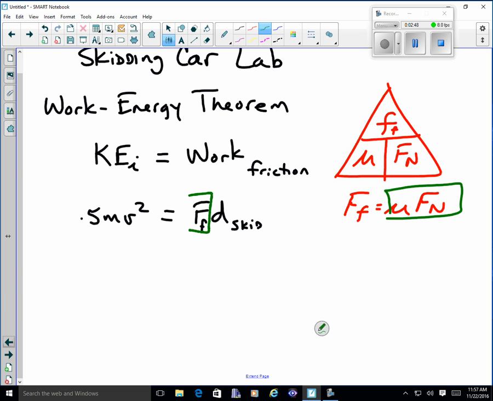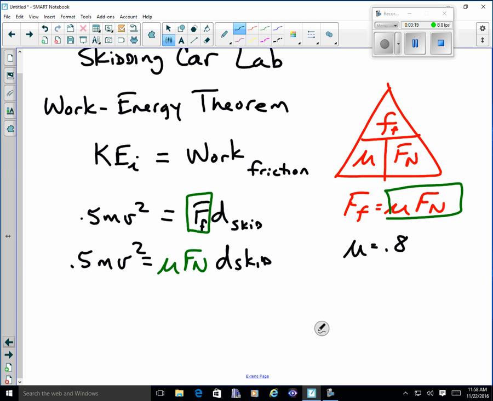So we're going to write down everything again. 1/2 mv squared equals, but I'm going to put in that mu times Fn, and then bring down my distance to the skid mark. Now what we have to do is look up what mu is. On your paper on the lab there, what does it say that mu is between rubber and asphalt? 0.8. So we know that mu is going to equal 0.8. But now I have to figure out what the normal force is.